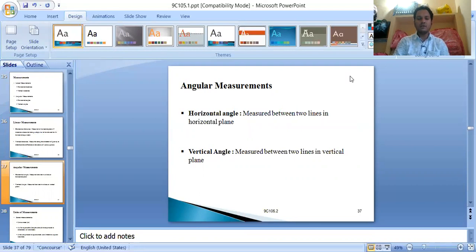Coming to angular measurements, we have horizontal angle and vertical angle. Horizontal angles are measured between two lines in horizontal plane, whereas vertical angle means angle between any two lines measured in vertical plane.